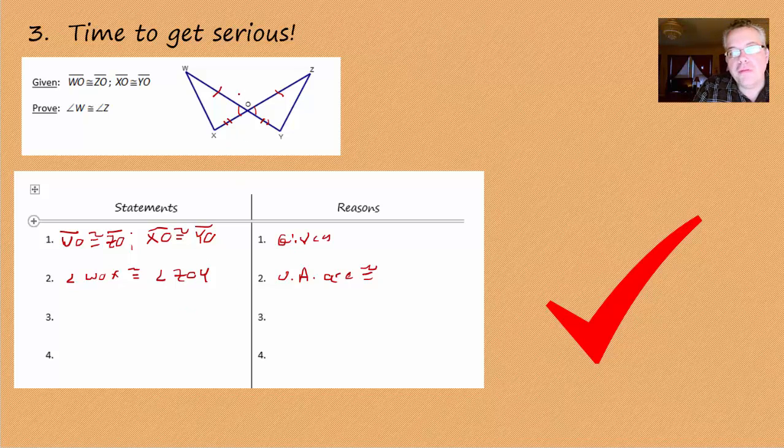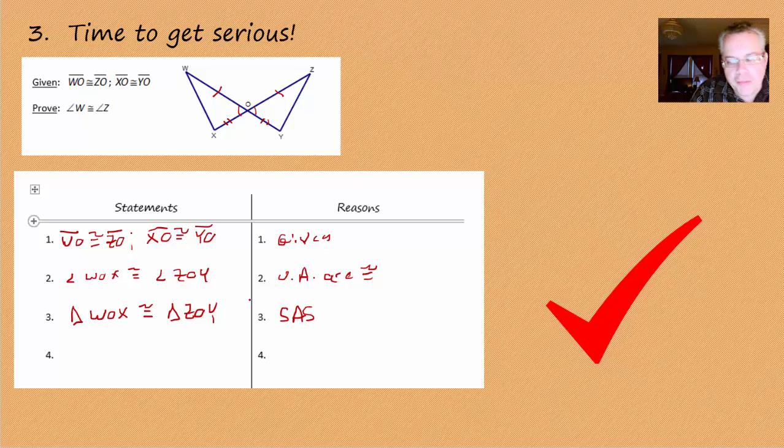Actually, we have enough for side, angle, side. So we can conclude that those triangles are congruent. Triangle WOX is congruent to triangle ZOY. And why is that? SAS.